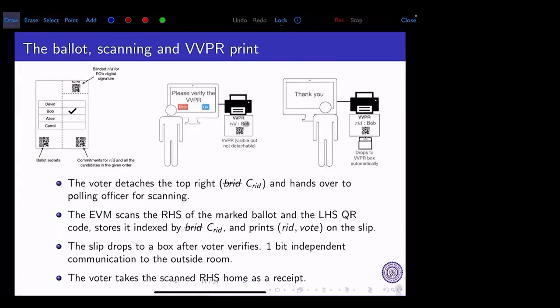Then it asks the question: are you happy? Did you really vote for Bob? Have I scanned it correctly? So at this stage you have an option of saying no or yes. And if you say no, then that has to be communicated to the polling officer and the polling agent sitting outside through an independent channel, which does not go through the EVM. This can simply be shouting, or lighting a bulb, another button to light a bulb out there, saying whether you agree with what has been printed on the VVPR or you disagree. If you disagree, the word cancelled is printed on the VVPR slip and it drops into a box. And if you agree, it just drops into a box. The voter takes the remaining part of the right-hand side as a receipt back home.